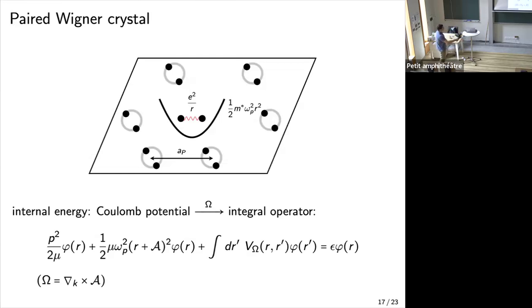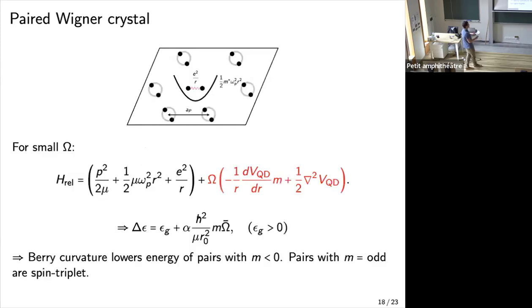Okay, so we have diagonalized this full non-local Schrodinger equation, and I'll show you the results of that procedure in just a second. But before showing you that, let me first note that you can essentially understand what's going to happen by making an expansion for small values of the Berry curvature omega. So let me show you what you get if you do that.